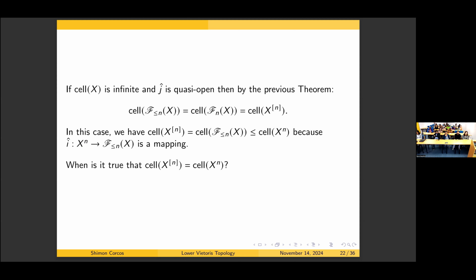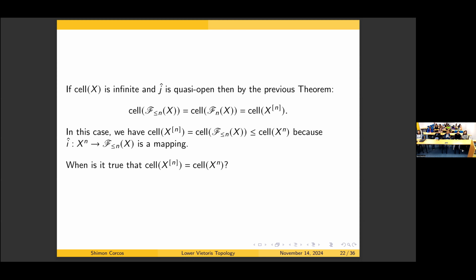So what do we know already? Well, because we had a mapping earlier from the nth power to the symmetric n product, we know that the cellularity of the symmetric n product is less than or equal to the cellularity of the nth power. And so the cellularity of the augmented nth power is at most the cellularity of the space. So the question is, when is it true that we have these spaces having the same cellularity?